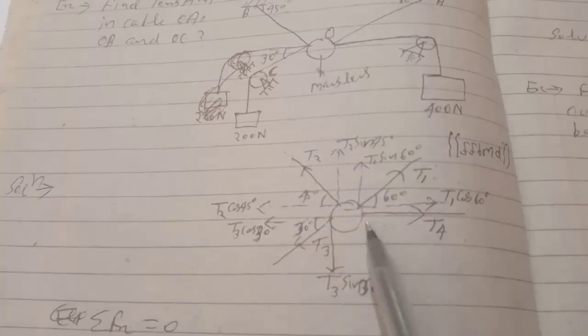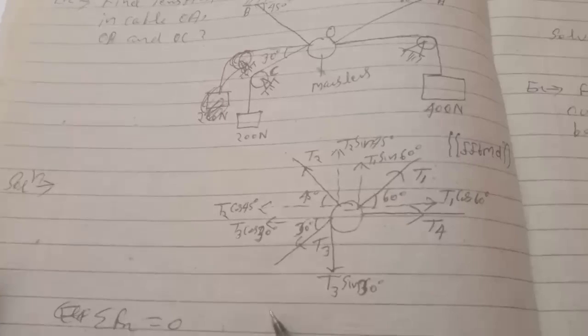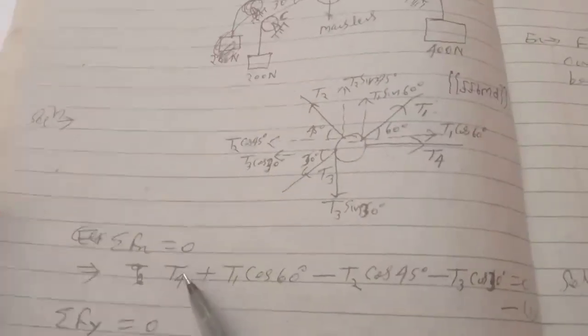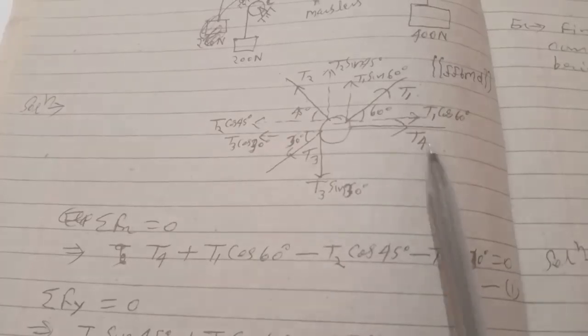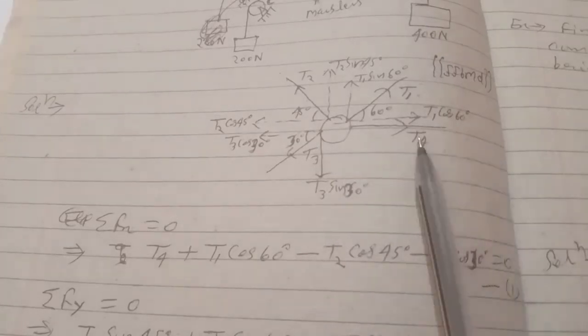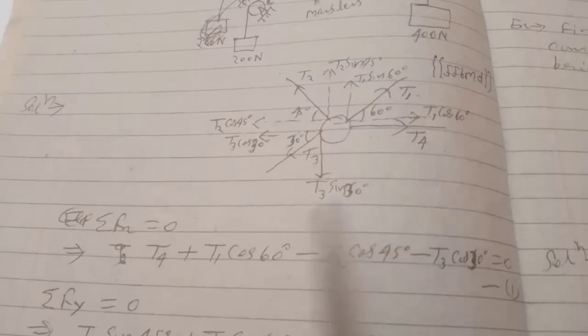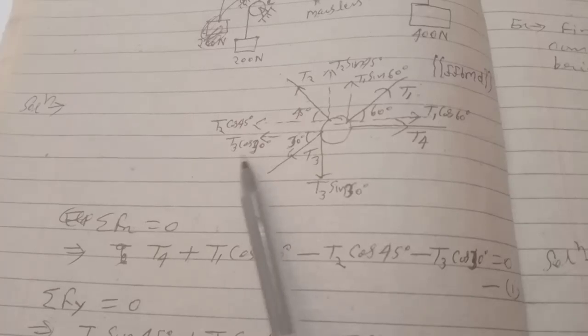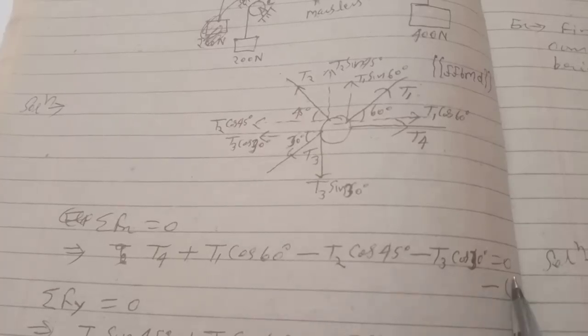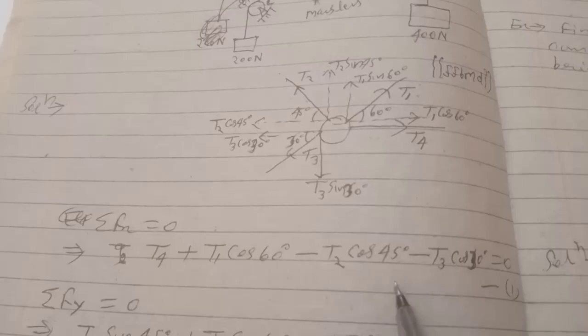Here we can apply Newton's law for the equilibrium condition, for horizontal equilibrium and for vertical equilibrium. For horizontal equilibrium, we write sigma Fx equals 0. From the above figure, taking this direction as positive, T4 plus T1 cos 60 minus T2 cos 45 minus T3 cos 30 equals 0. This will be equation 1.